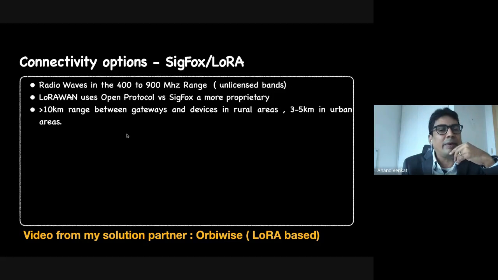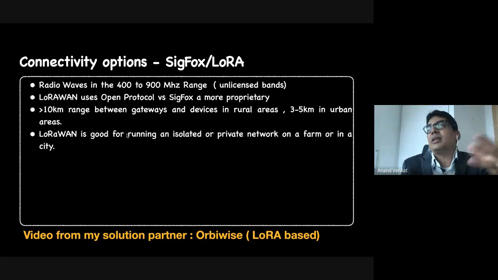Apart from that, not too different in the nature in which they're working. They provide more than 10-kilometer range between gateway and devices in rural areas, 3 to 5 kilometers in urban areas, because of buildings and other interference that you get for the radio signal transmission, right?